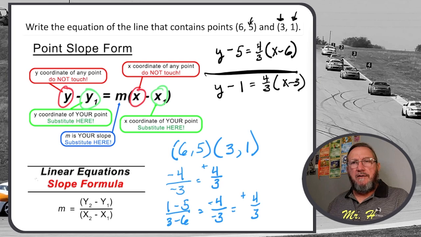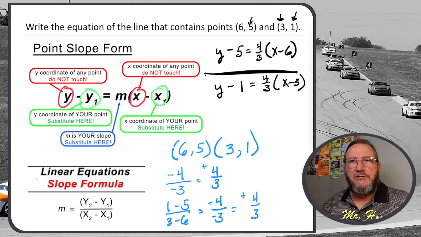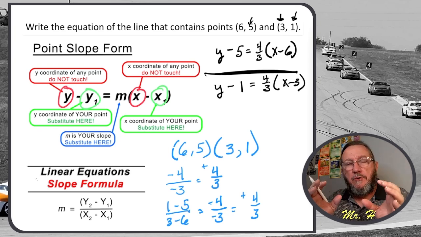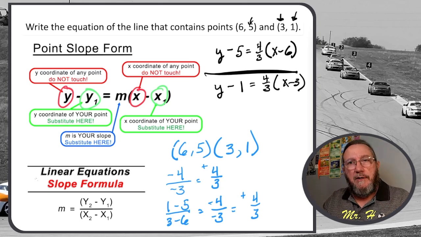You say, Mr. Harrington, that looks very different. And it does. It will look different depending on which points you use. If you use algebra on those two equations to convert them into a slope-intercept form or the standard form, then the equations will look identical to each other. So don't be concerned that the point-slope form doesn't quite look like you think it might should.